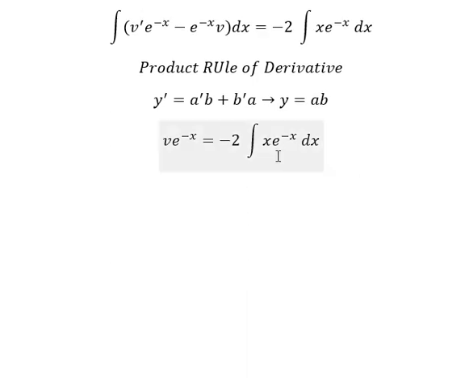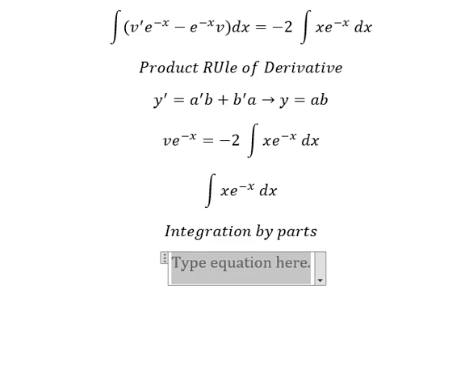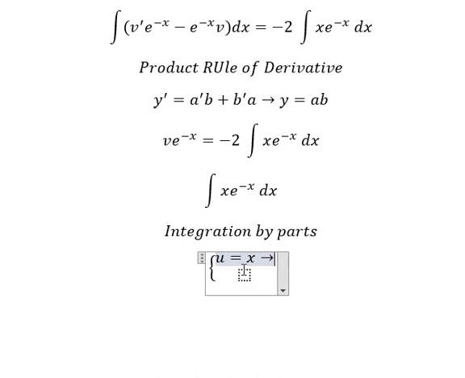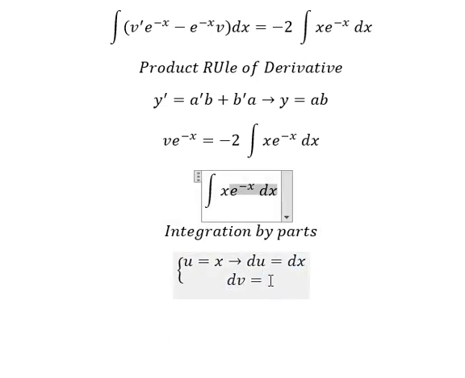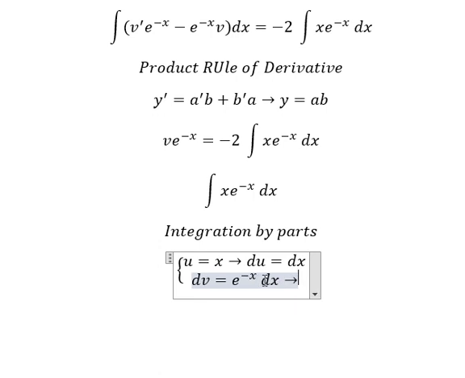Now we need to focus on this one. So we can use integration by parts. So I will put u equals x. Later, we need to do the first derivative for both sides, and we have it like this. dv, that is about this one. So the integration of this one, we have negative e to the power of negative x.